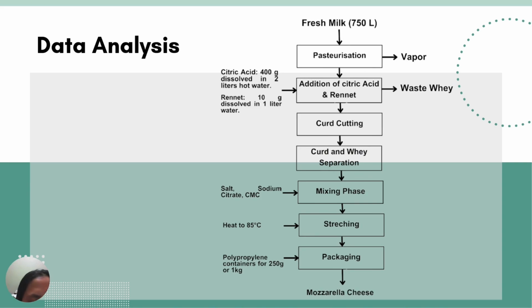The input is a polypropylene container for 250 grams or 1 kilogram. It uses secondary packaging material like polypropylene, which presents a challenge due to its non-biodegradable nature.